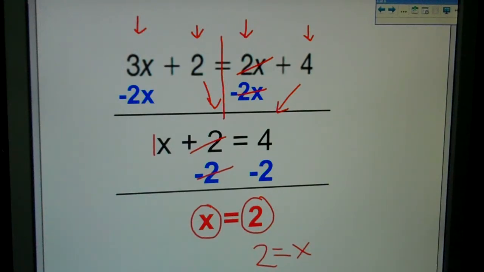They're the same thing. X is equal to 2, 2 is equal to x. Again, I want you to justify it. That simply means plugging 2 in right here and plugging 2 in right here. Go ahead and pause it and you do the justification. 3 times 2 is 6. 6 plus 2 is 8. 2 times 2 is 4. 4 plus 4 is 8. Does that work out? Yes, it does. I know I did it correctly because I can check it.